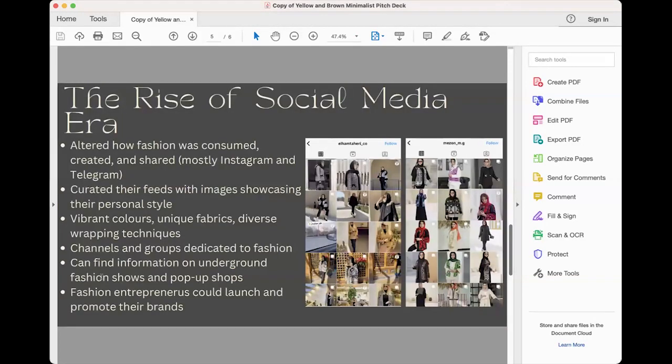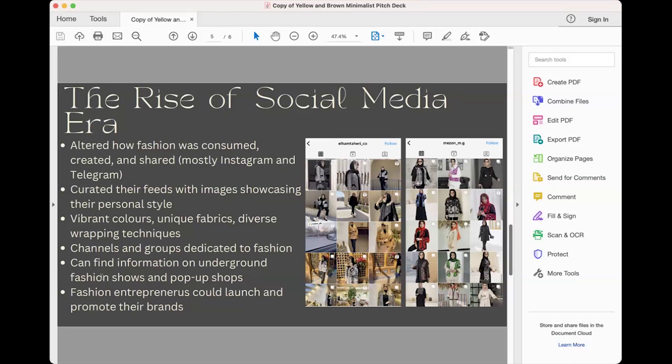The rise of social media in the late 2000s and early 2010s significantly altered how fashion was consumed, created, and shared. Instagram and Telegram in particular have played important roles in this transformation. Instagram became a window to the world's fashion trends, allowing Iranian youth to not only observe but also participate in global fashion trends. Iranian youth started creating feeds with images showing their personal style, which often included a mix of traditional Iranian elements and modern fashion trends.